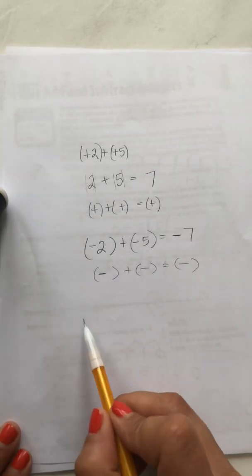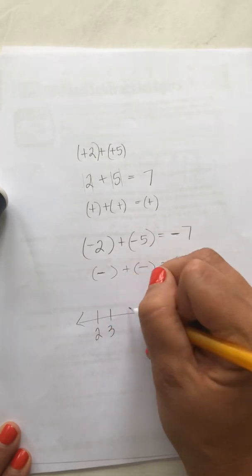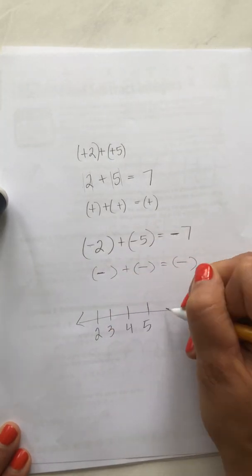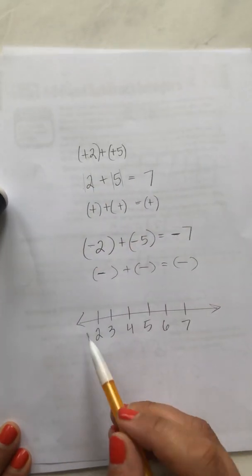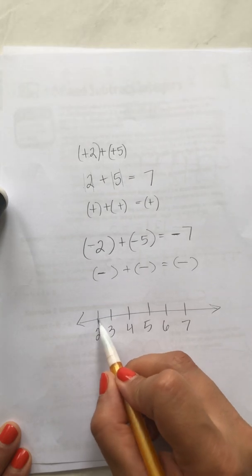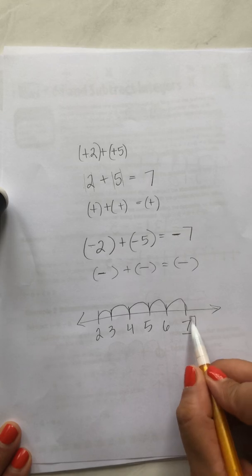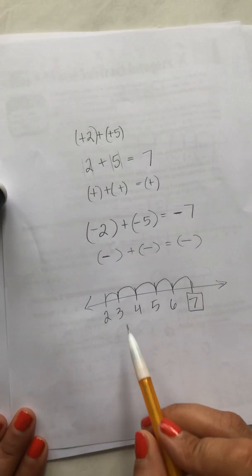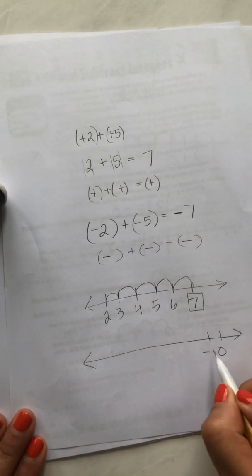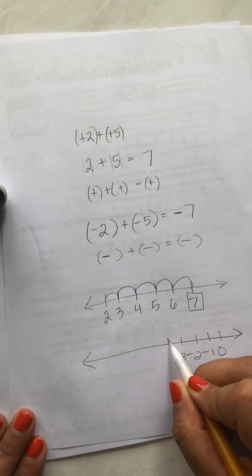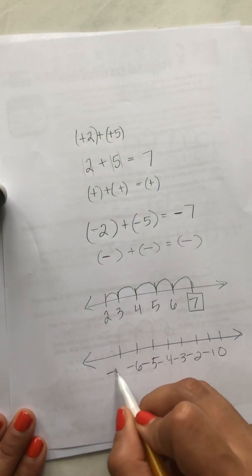And if you were to work with a number line with this, here's 2, 3, 4, 5, 6, and 7. If I start off at positive 2, and I add 5, so here's 2, 1, 2, 3, 4, 5, I end up at 7, right? And then the same thing going the opposite way. Here's 0, here's negative 1, negative 2, negative 3, negative 4, negative 5, negative 6, and negative 7.